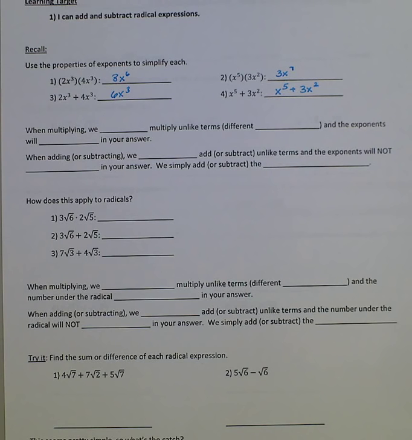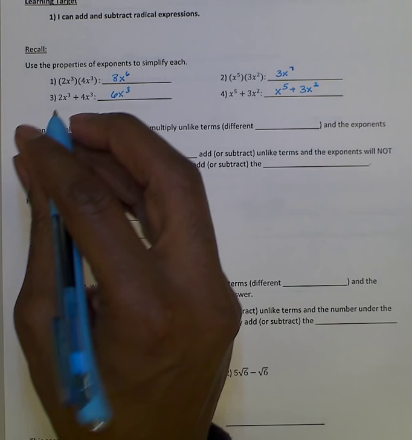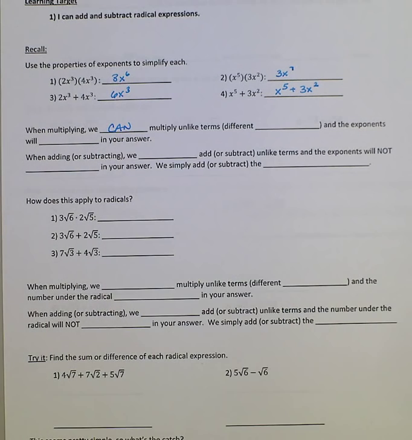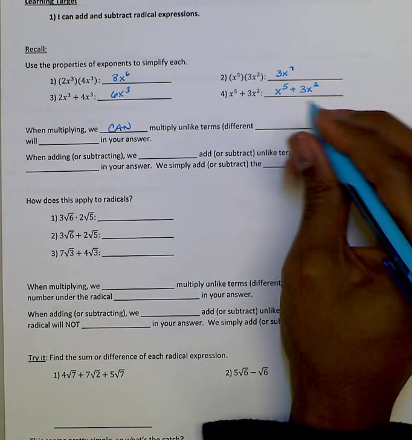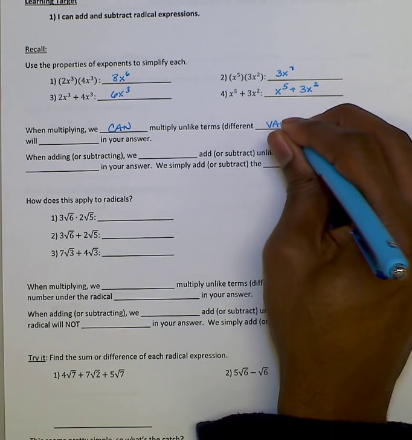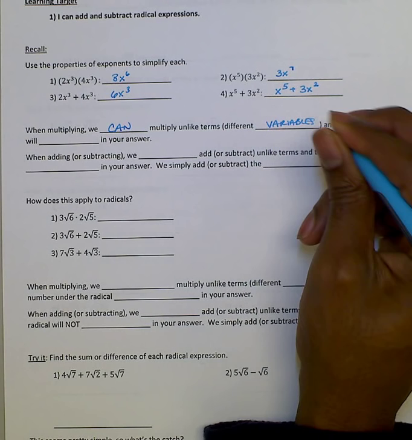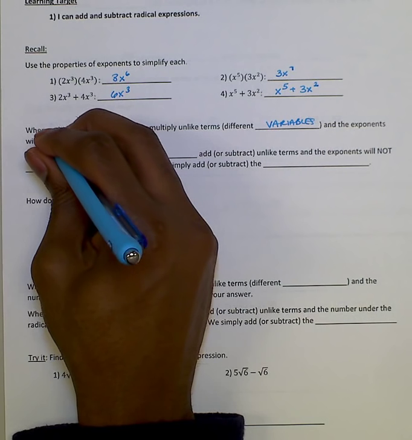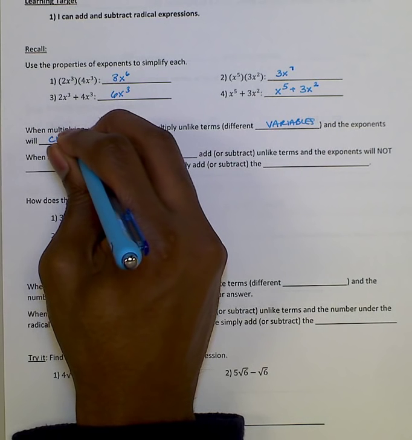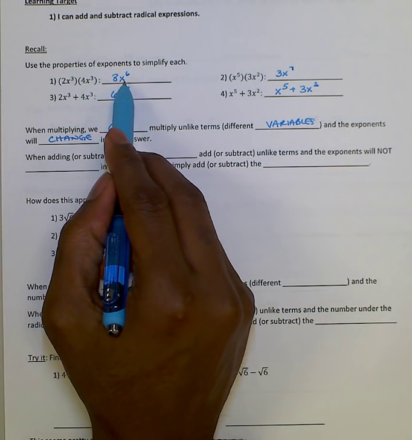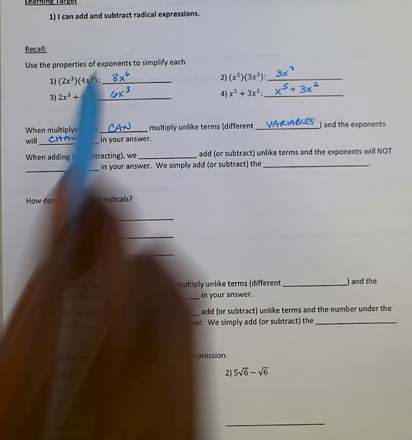So when multiplying, we can multiply unlike terms, different exponents or different variables, and the exponents will change in your answer. Notice here we had x to the 3rd times x to the 3rd, and that gave us x to the 6th. When we multiplied, the exponents changed.